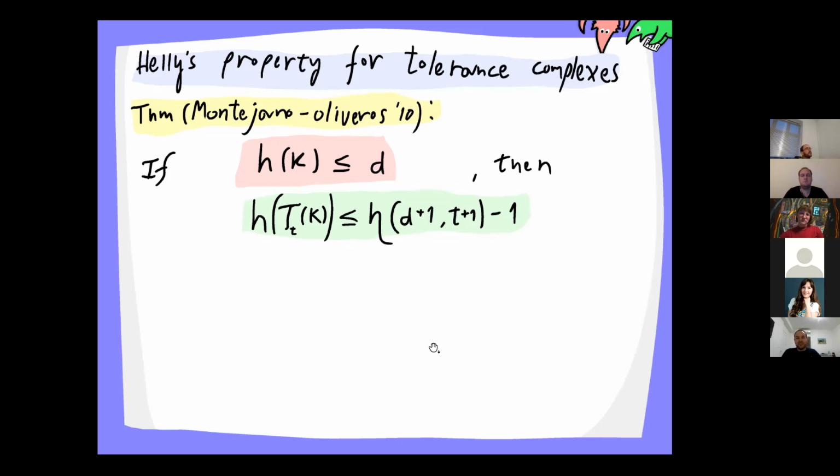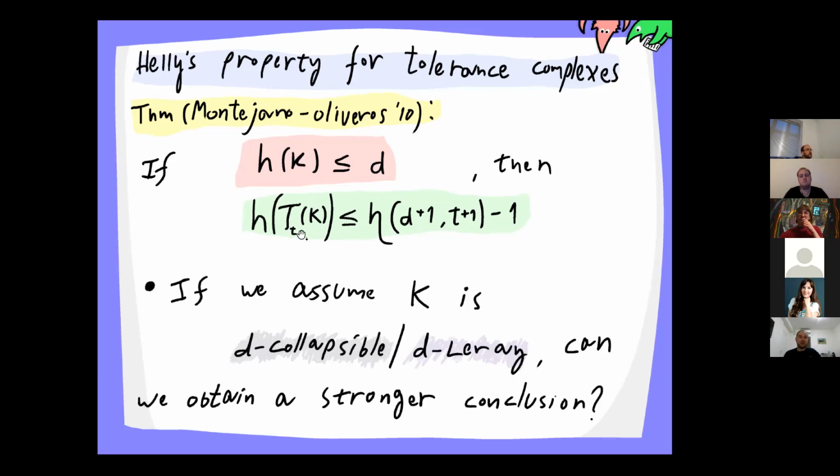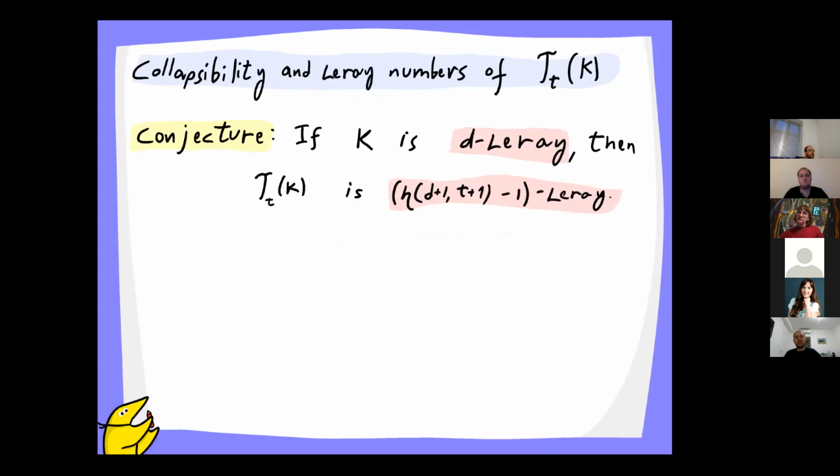Okay, so this was the starting point of our work. We looked at this theorem and we wanted to know, we really need to assume very little about K to obtain this conclusion. So what happens if we know more about K? For example, what happens if we assume that K is d-collapsible or d-Leray? Maybe you can say something more about the t-tolerance complex. And so we made the following conjectures.